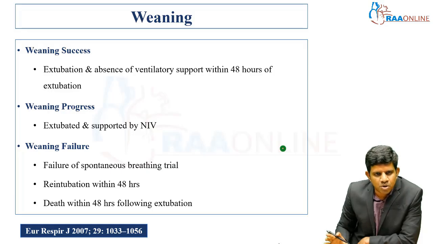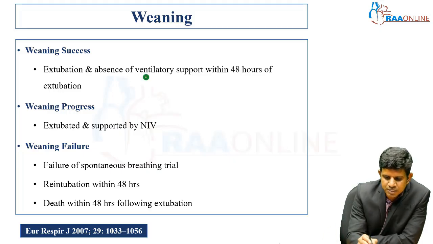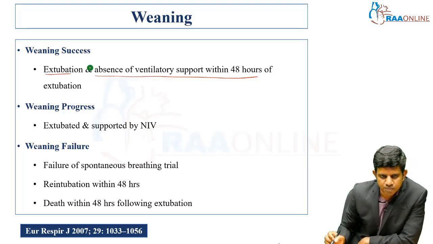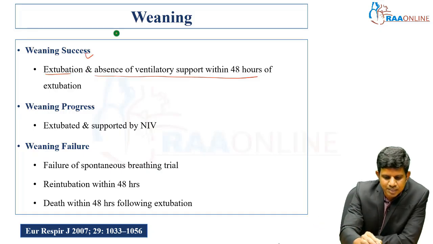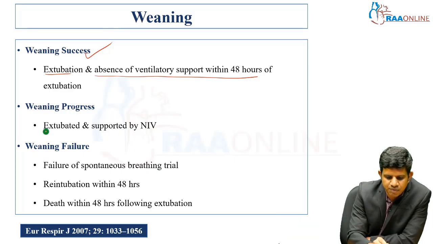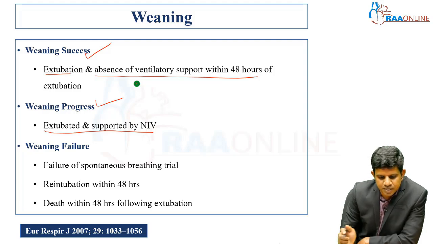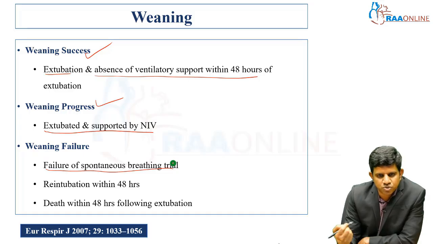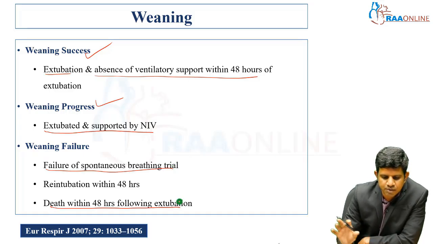First, there are some common terms we have to understand. First is weaning success. Weaning success means I extubated the patient and there is an absence of ventilatory support within the first 48 hours of extubation. Weaning in progress means I extubated the patient and put them on NIV. The next is weaning failure. Weaning failure means the patient failed the SBT, or was reintubated within 48 hours, or died within 48 hours following extubation.